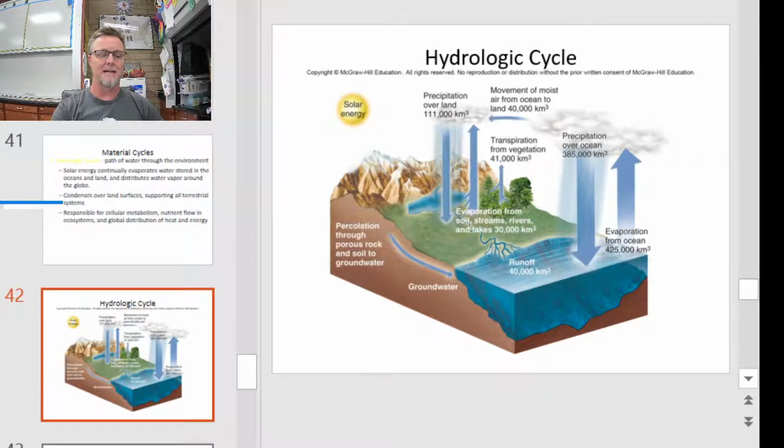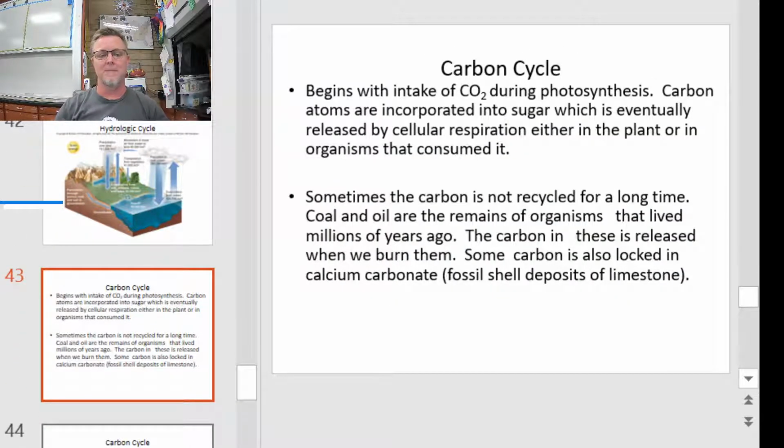Next one we got to look at is the carbon cycle. Carbon cycle begins with the intake of CO2 during photosynthesis. Carbon atoms are incorporated into sugars like glucose, and those same carbon atoms are going to be released by cellular respiration in either a plant or an organism that consumed the plant. Sometimes the carbon isn't recycled for a really long time, and that's where we get coal and oil from, the remnants of both plants and animals that lived literally millions of years ago.